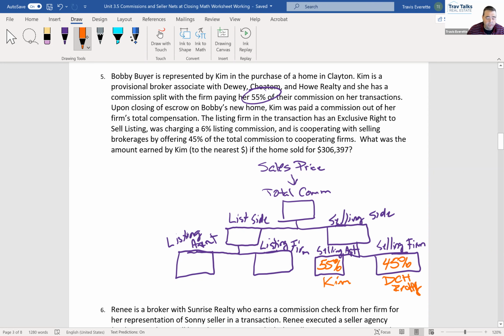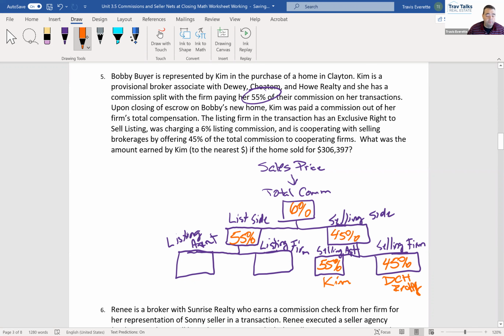The listing firm in the transaction has an exclusive right to sell listing. Okay, that's good. Was charging a 6% listing commission. So there's our 6% total. And it's cooperating with selling brokerages. So now we're talking about the two sides, cooperating, sharing, splitting with selling brokerages, okay, by offering 45% of the total commission to a cooperating firm. So the listing side is offering the 45%. So that goes to the selling side, which means the listing side is keeping 55% because they keep the remainder. Those two have to add up to 100% when you got those big numbers.